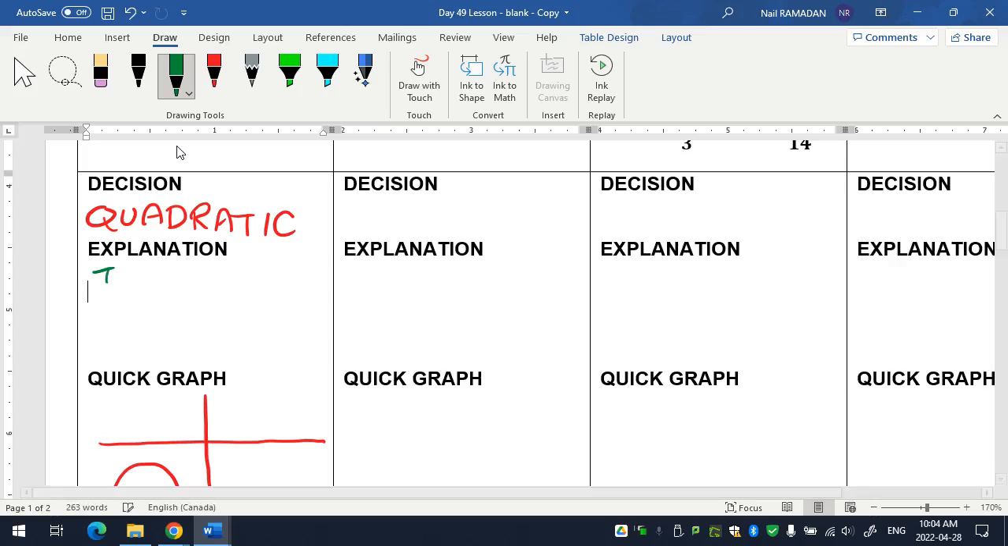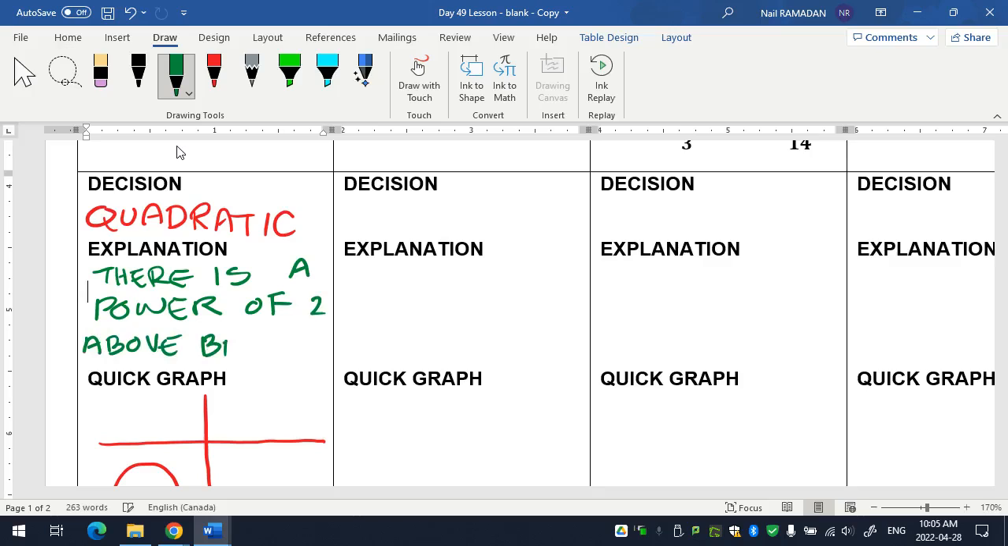There is a power of 2 above the bracket. All right. By the way, technically, an explanation could be that I sketched it and it looks like a parabola. But obviously, you're not always going to be able to sketch. I'm saying you're not always going to have quick methods of sketching. Yes, sure. Okay, next one.